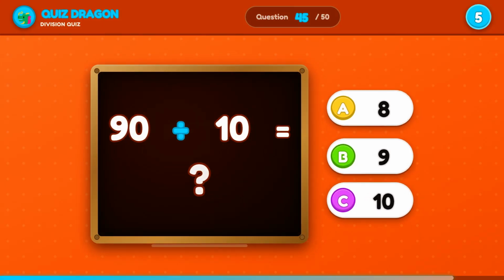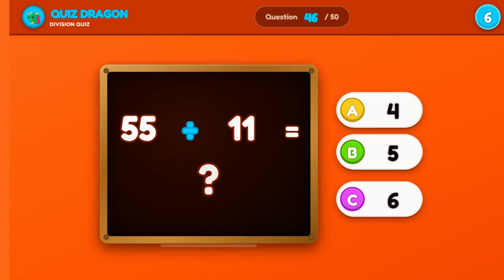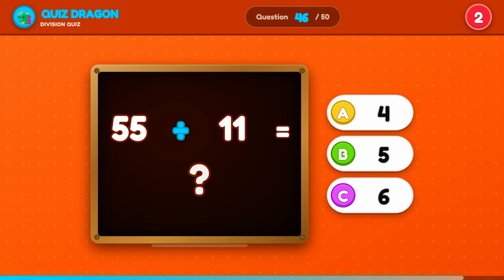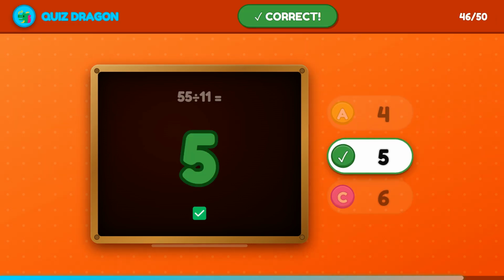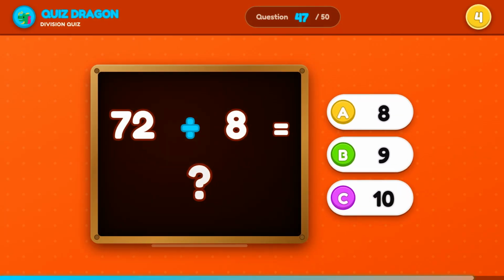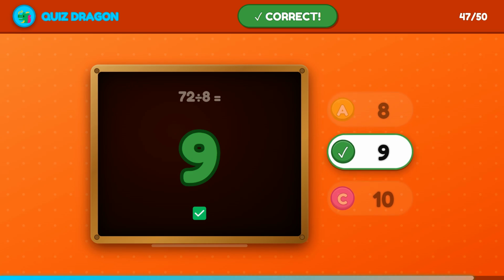Question 45. What is 90 divided by 10? The correct answer is B, 9. Question 46. What is 55 divided by 11? The correct answer is B, 5. Question 47. What is 72 divided by 8? The correct answer is B, 9.